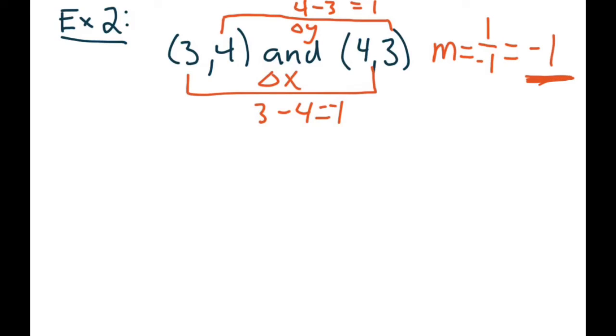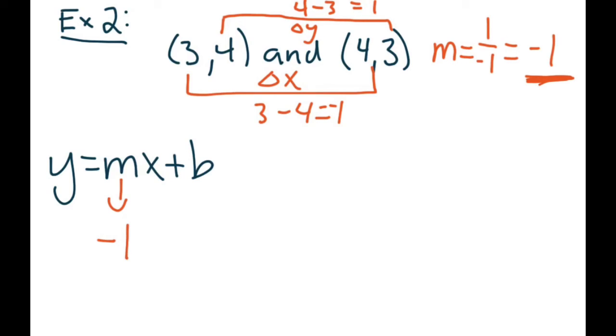So we know for an equation of a line, we're going to have to do y equals mx plus b again. Okay, we know that the m, our slope, is a negative 1. So it would be y equals negative 1 x plus b. So we need to solve for that b value again.